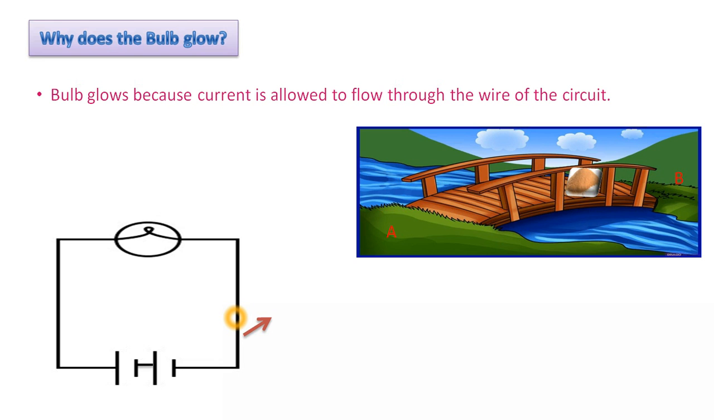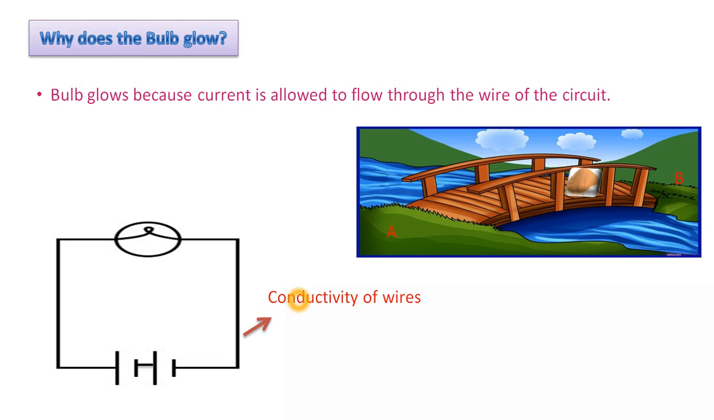So there are two things. One is the circuit should be complete, that is, the path should be complete. That is one requirement for current to flow. The second requirement is that the wires, or the material of which the path is made, should allow current to flow through it. Now you might ask, what does that mean, that some materials might allow current to flow through them and some other materials might not? Yes, so based on whether a material allows current to flow through it or not, we have classified materials into three different types.